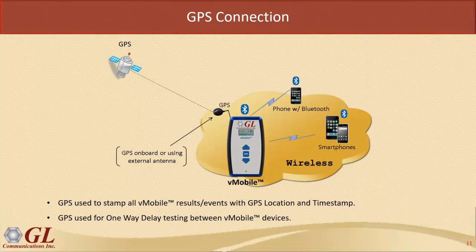Every event, every result is stamped with GPS location. Very important. It also uses the clock from the GPS to support one-way delay testing. So not only can we do the voice testing and several other audio metrics, but we can also do one-way and round-trip delay testing directly from the vMobile.